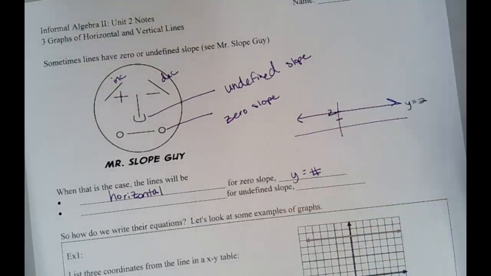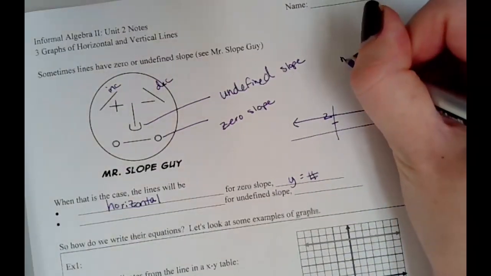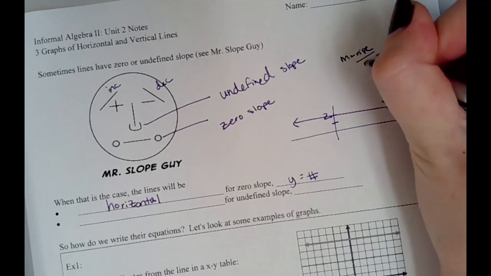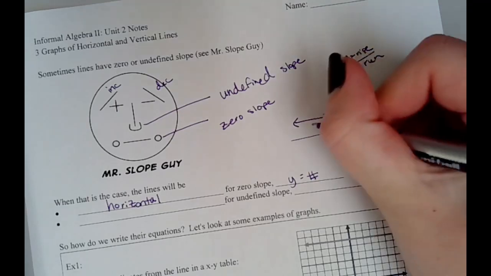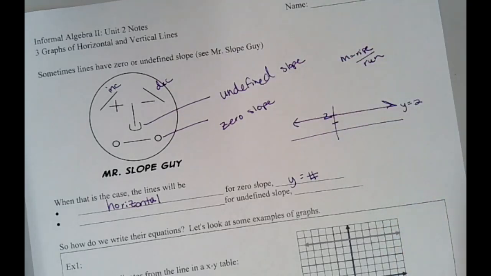Bringing us back to slope as well, we talked about how slope is rise over run in the past. Does this have a rise? No, it does not. It has zero rise. Does it have a run? Yes, it does. 0 divided by any number is just 0, making this a zero slope.